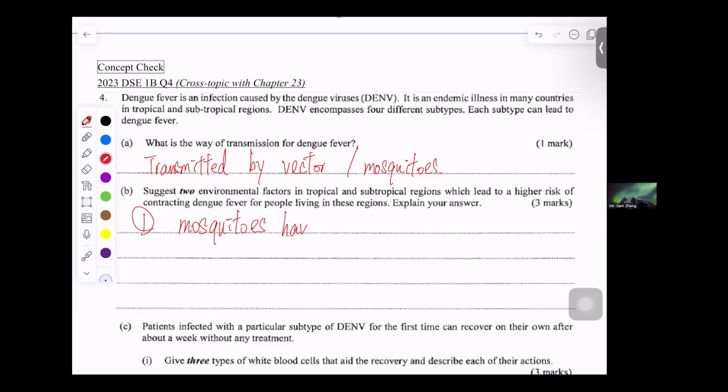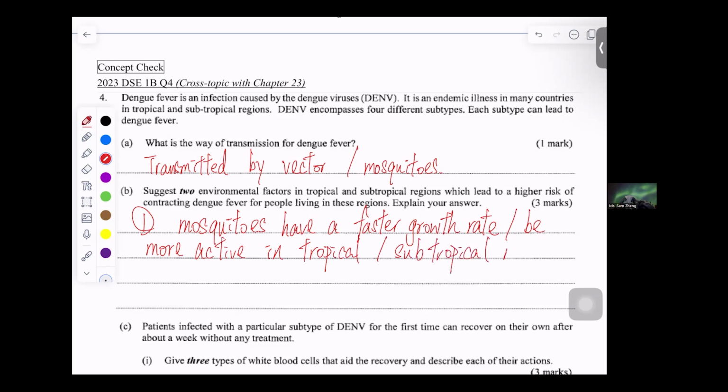will have a faster growth rate, or they will be more active in tropical or subtropical regions.